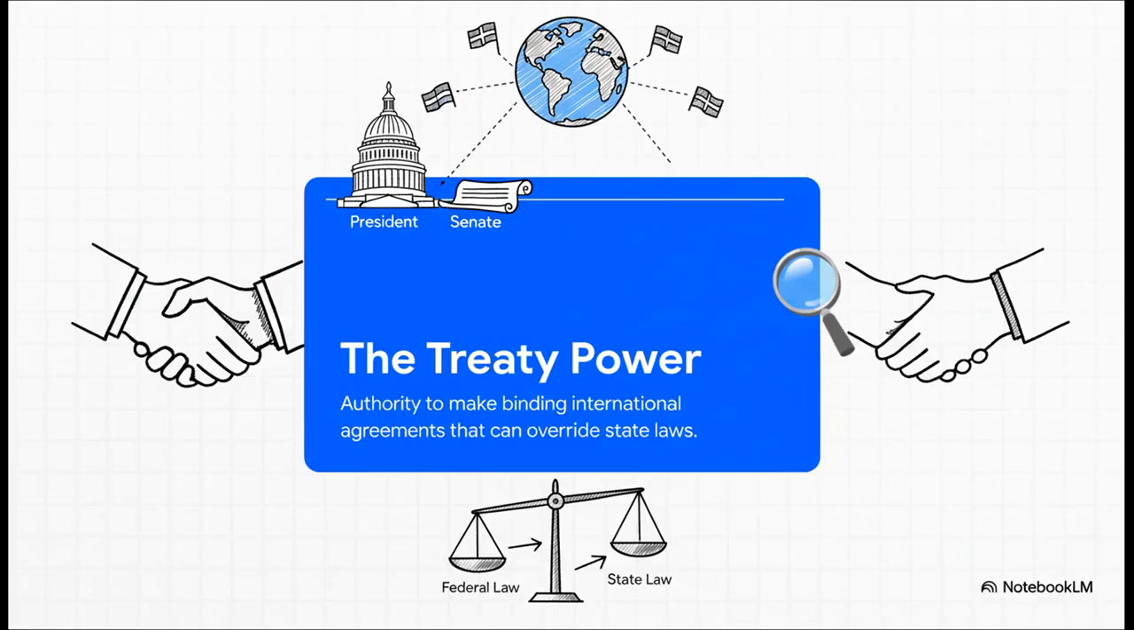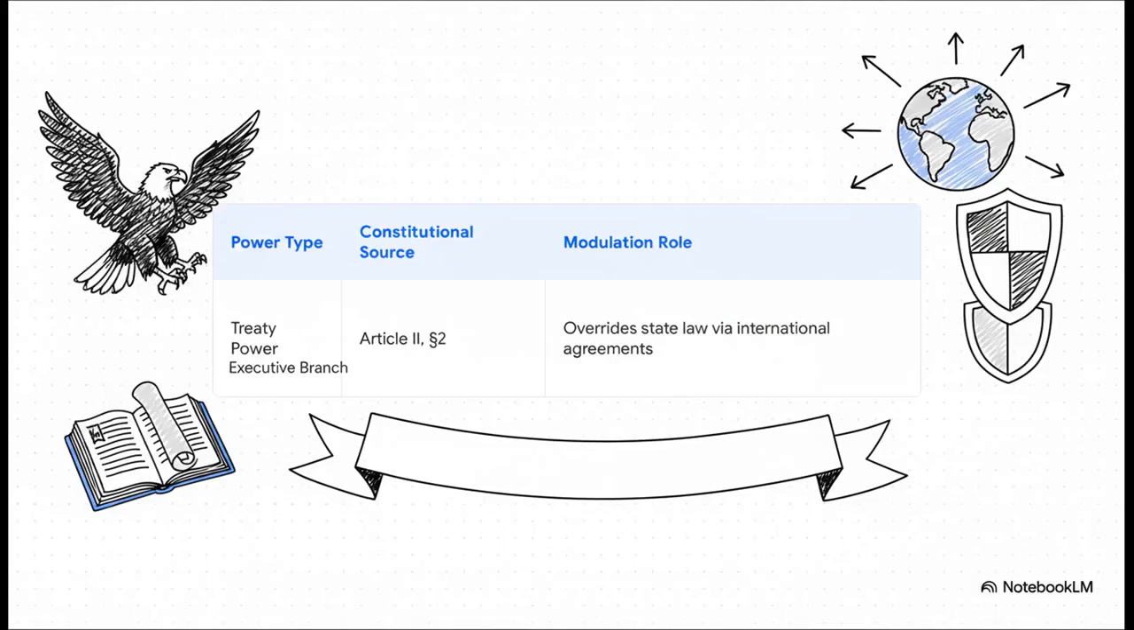First is the treaty power. This is the authority of the federal government, specifically the president with the Senate's approval, to make binding agreements with other countries. This power is sitting right there in Article 2. Which is all about the executive branch. And here's its superpower. A ratified treaty can actually override conflicting state laws. And that's absolutely crucial, because it makes sure the entire nation speaks with one single voice on the world stage.